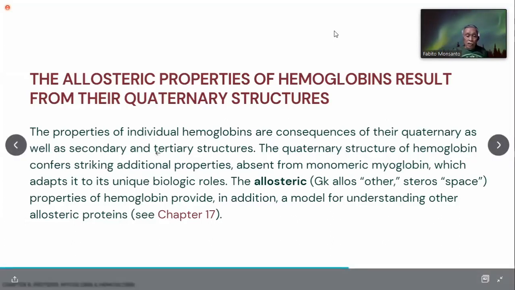Okay. Allosteric, what does allosteric mean? It means another place. Properties of hemoglobin provide an additional model also. We will go into that later on.